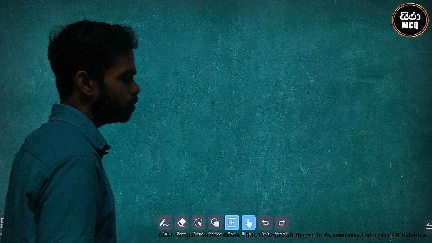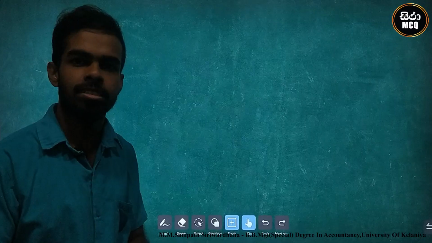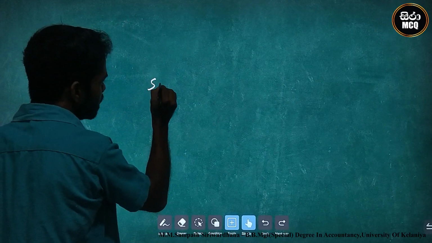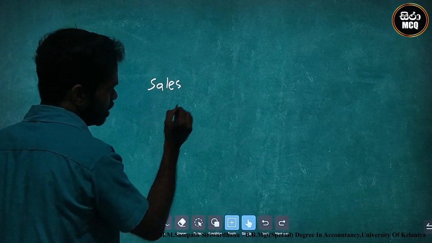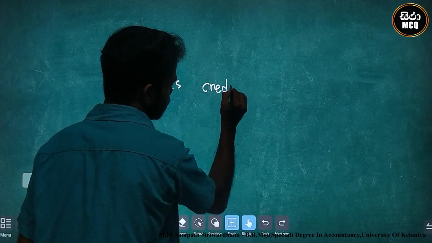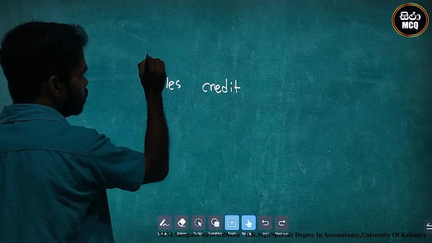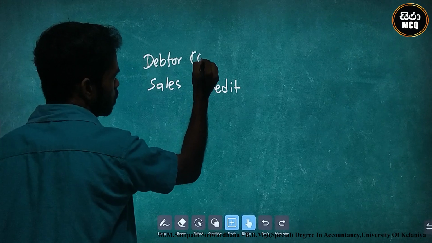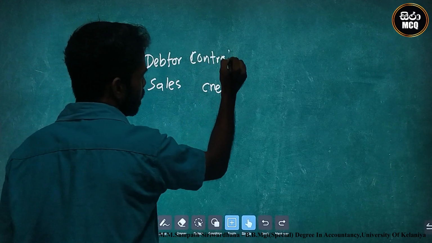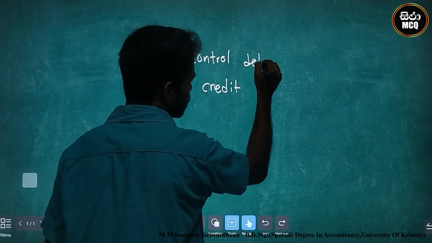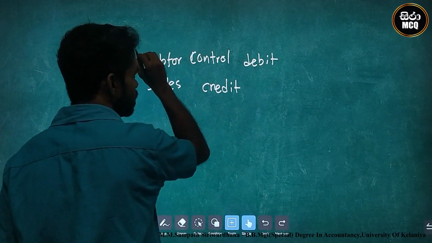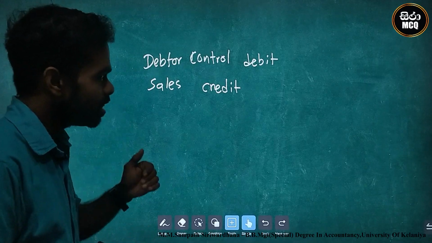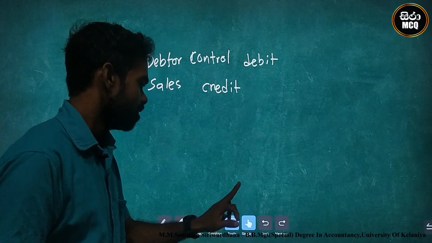Therefore, the sales journal means it is related to credit sales. Therefore, what's the double entry? The double entry is sales credit, debit to debtor control. There is no VAT related. Therefore, this is the transaction. For the double entry, we must find the amounts.